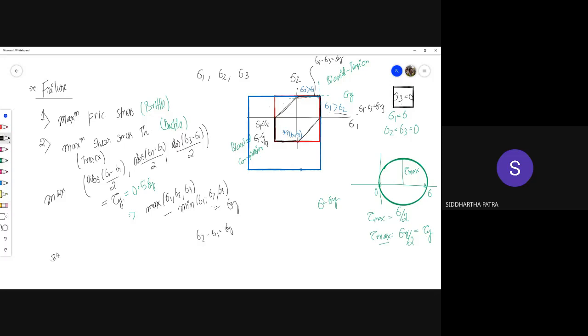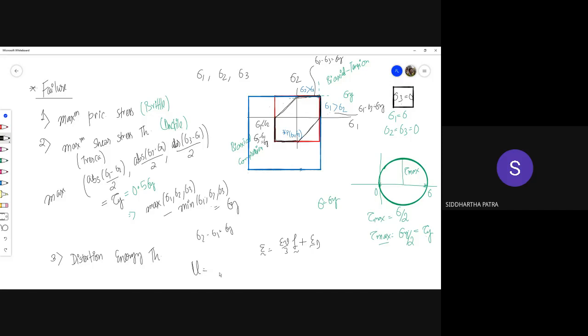Now, next comes distortion energy theory. Before going to distortion energy, we should be in a position to define what distortion energy is. The distortion energy has to do with epsilon v by 3, the volumetric part of the strain, and then there is the deviatoric part of the strain.